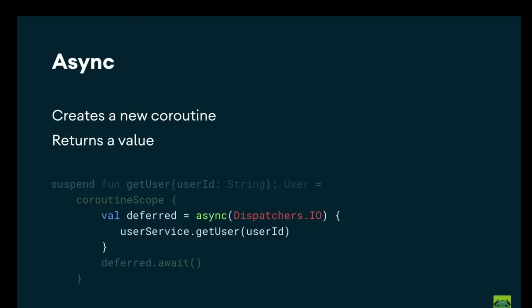And async is going to return a Deferred object. You can think of a Deferred object as a future or a promise in Java. And with that future or that Deferred object, you can call await. And await will suspend the execution of the coroutine until async has finished its computation, and it will return the value of that coroutine. And this is what we return back to getUser.